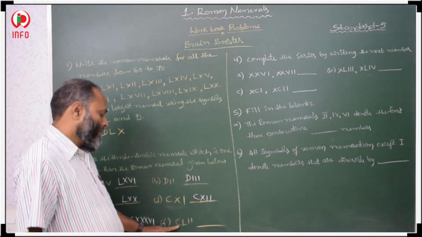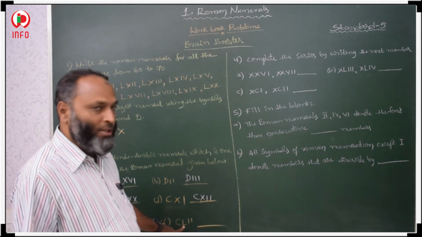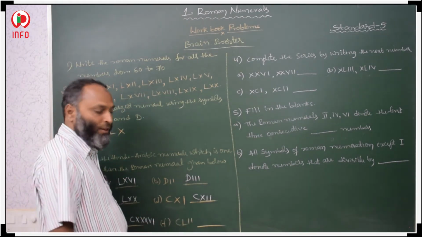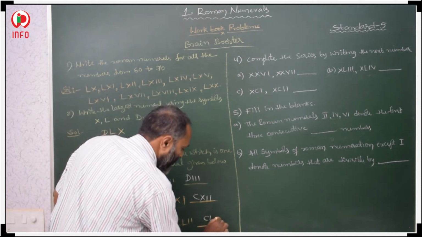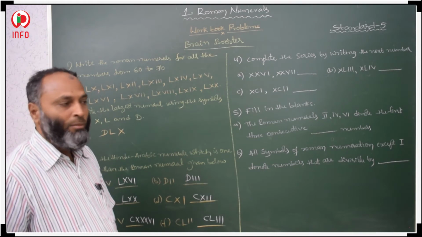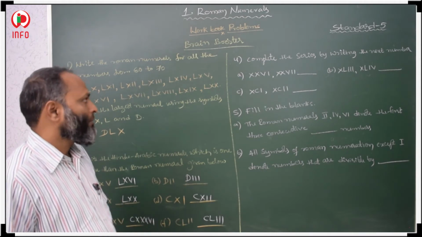Then CL. C means 100, L means 50. So 150, 151, 152. Now we have to write 153: CLIII. That is 153.